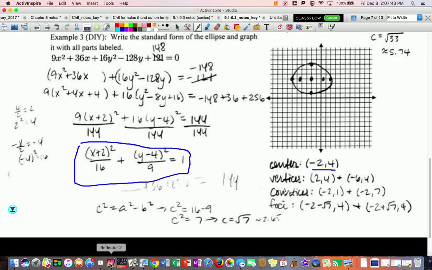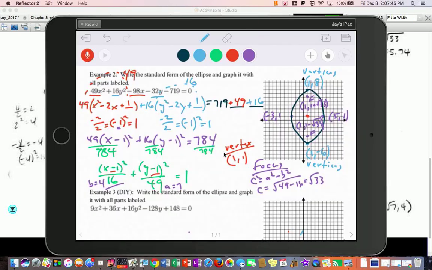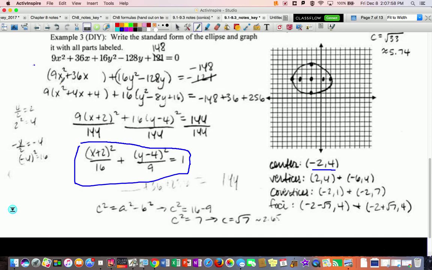I think on an earlier problem, yeah, I accidentally called this the vertex. We want to call this the center. Everything when you do the ellipse is built off the center. So vertices, co-vertices, all that go from the center.